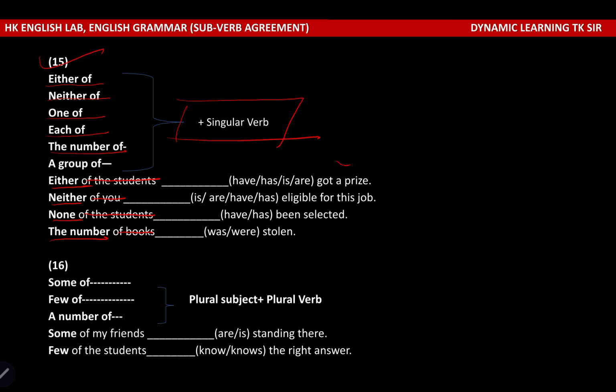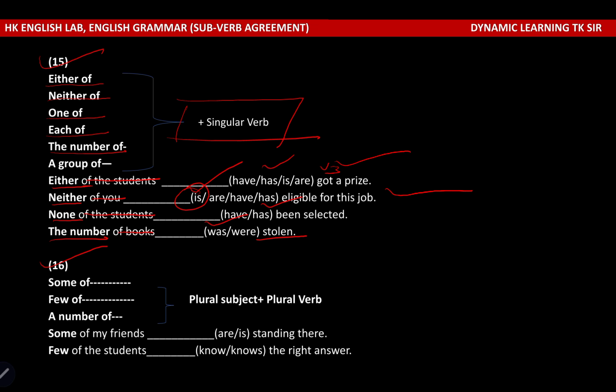Either dash got a prize, has got a prize, because got is the V3 form, so you have to use has. Neither dash eligible for this job, is. None dash been selected, has been selected. The number dash stolen, was stolen. Okay, means from the preposition phrase you have to erase the rest of the sentence, then you will get the real subject there. Next is some of, few of, a number of.